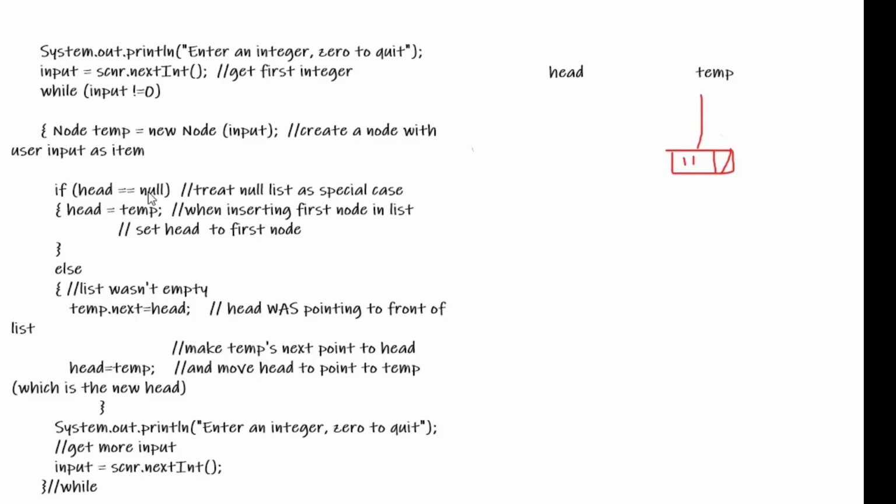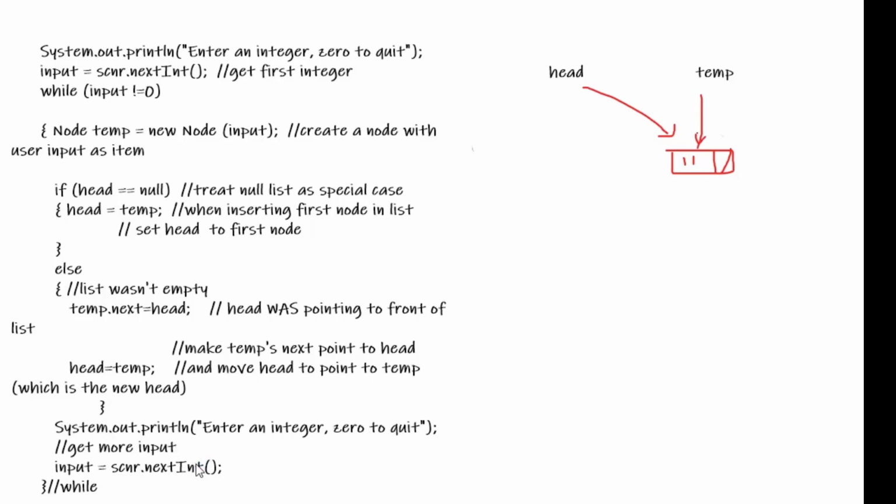Then if head equals null, which it is, so head equals temp, I get the address of temp and I make that the address in head. In other words, temp was pointing to this new node, and therefore head is also going to point to this new node. Head is going to have the address of the new node. I'll miss the else, which takes me to the bottom of my loop.